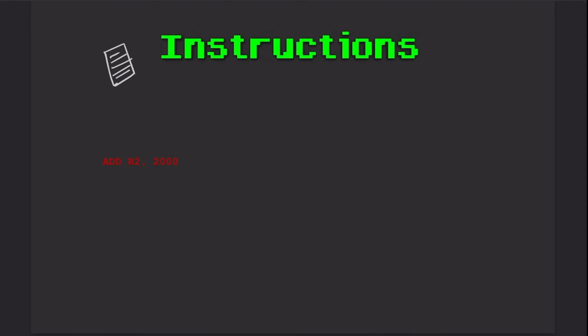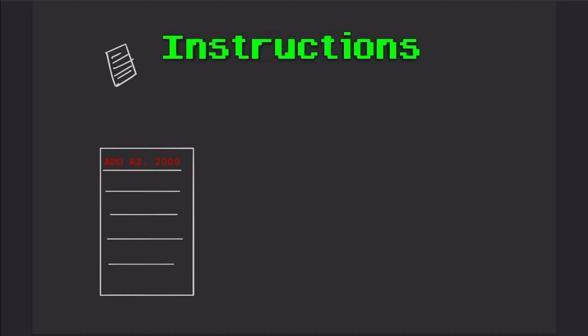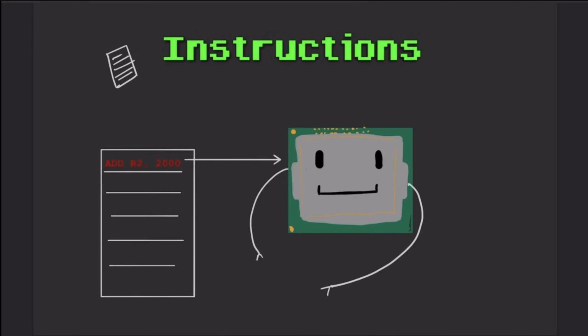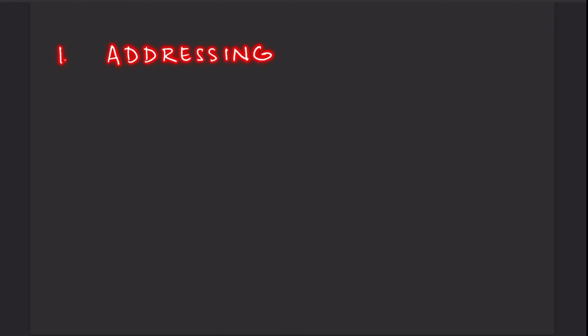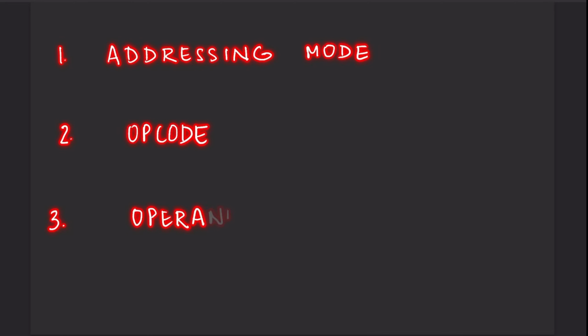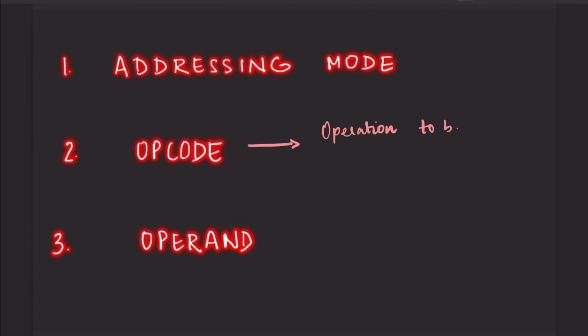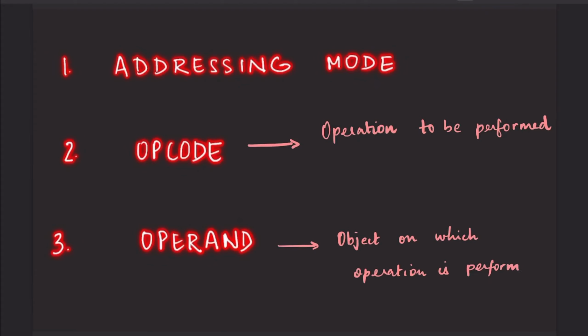To recall from our last video, instructions are a segment of code containing steps that need to be executed by the processor. It can be divided into three parts: addressing mode, the opcode, and the operand. The opcode is the portion of the instruction that specifies the operation to be performed. The operand is the object on which operations are performed.